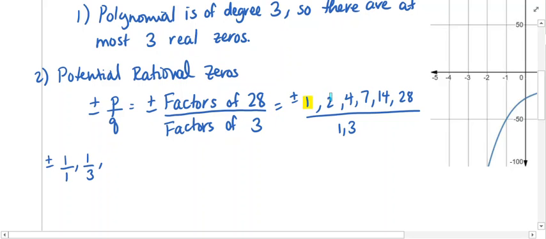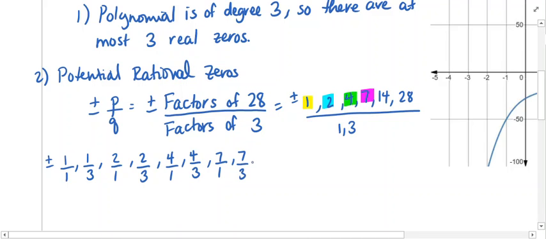Then we jump to 2. We're going to take the 2 and divide it by 1, and then take the 2 and divide it by 3. Moving on to the 4, we're going to divide it by 1, and then divide it by 3. And then we're going to go to the 7. We're going to divide it by 1, and 7 divided by 3. Then we go to the 14. We need to divide it by 1 and by 3. Then we need to take the 28 and divide it by 1 and then divide it by 3.